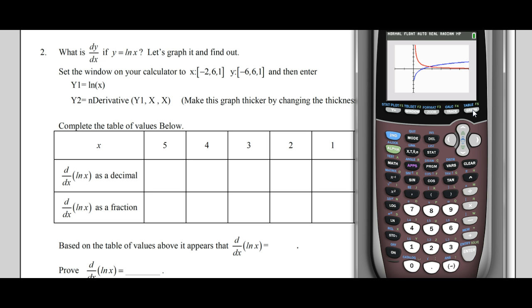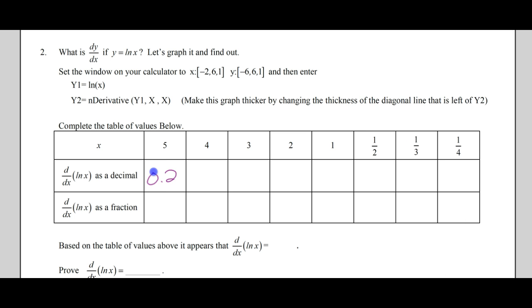All right, so what does this say? It says do a table of values too. Make a table of values. So d by dx of ln x as a decimal. That's going to be in y2, right? Y2 is the derivative. So if we go to second function table and look at the y2s, when x is 5, we've got 0.2, as a decimal.